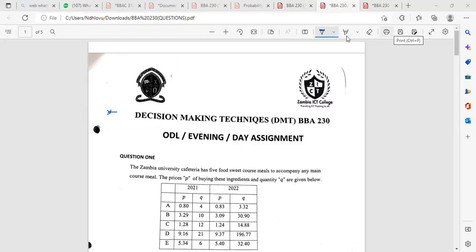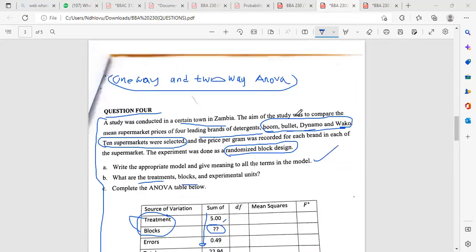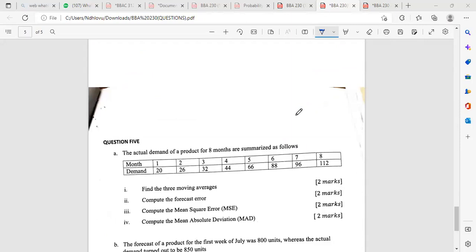Okay, so we are now looking at the assignment. Starting from question 1, for those who joined the class, the previous class that we have had, we are not going to look at question number 4 and 5, because question 4 and 5 has been explained.